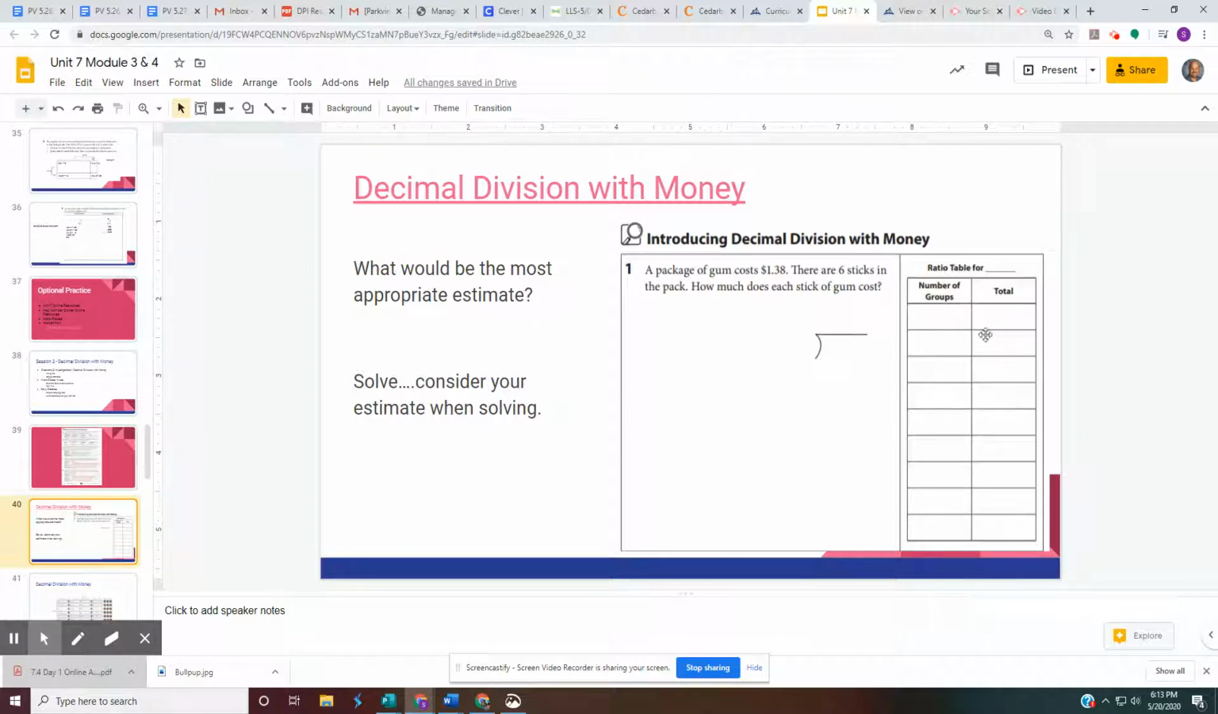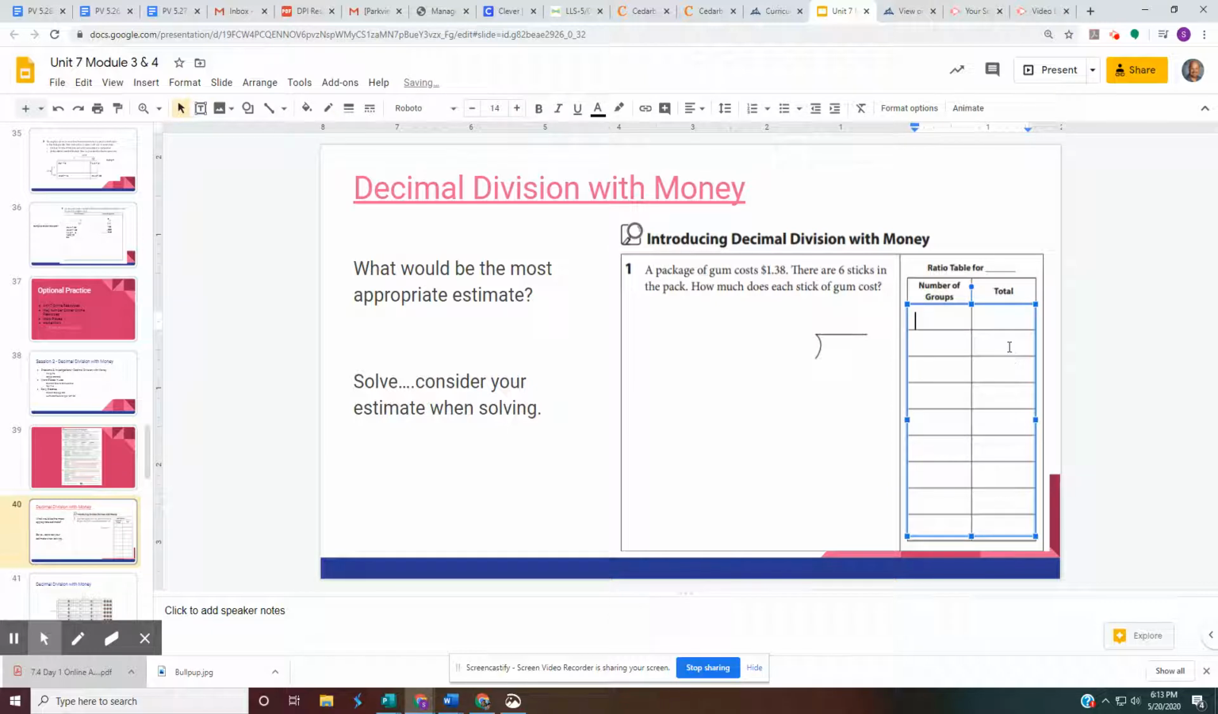So they want us to use a ratio table, right? And when we use our ratio table, we're breaking it down to 1, right? So we have right now $1.38. Oh no, we have 6 groups that are $1.38 total. But I can break that down. I can break it into 3, and I can divide that in half.